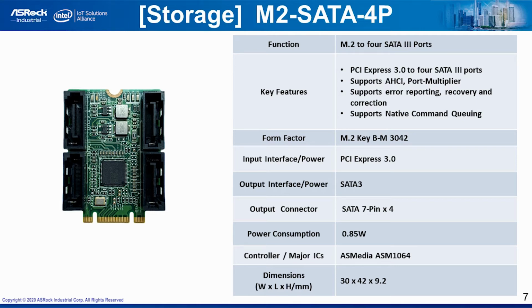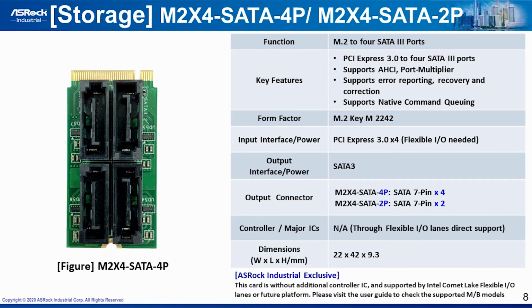And this card is M.2x4 SATA 4-port. And we have another SKU, M.2x4 SATA 2-port. It transfers M.2 interface to SATA 3 without using control IC. It also supports AHCI, port multiplier, and NCQ function. The form factor of this card is M.2 22x42. Input is PCIe 3.0. And to be mentioned, flexible I/O is needed when using this card. And the output is for SATA 3.